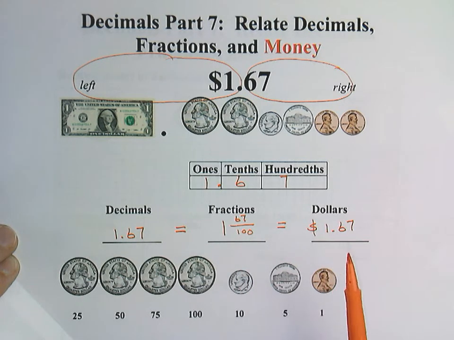Let's just begin with a real quick review of coins. We have quarters, dimes, nickels, and pennies. Remember, a quarter is 25 cents. 2 quarters is 50. 3 would be 75, and 4 would equal $1, 100 cents. A dime is worth 10 cents. A nickel, 5 cents, and a penny, 1 cent.